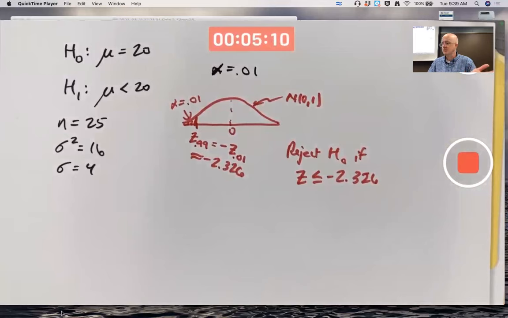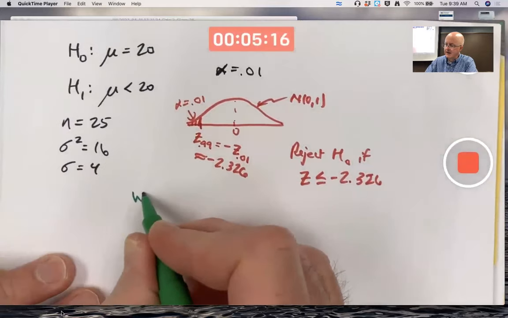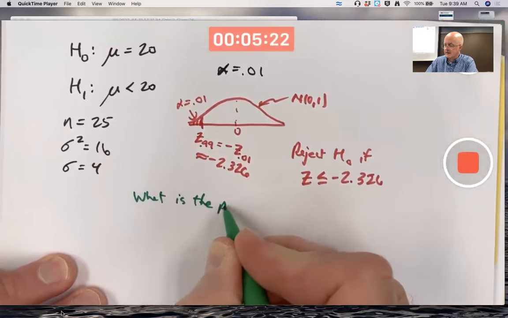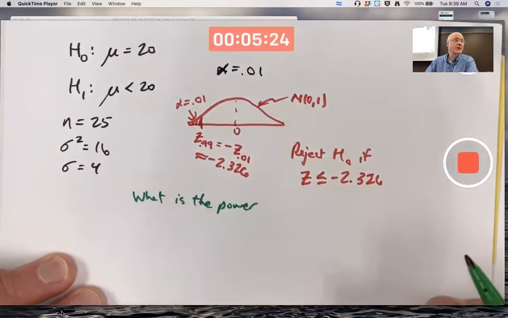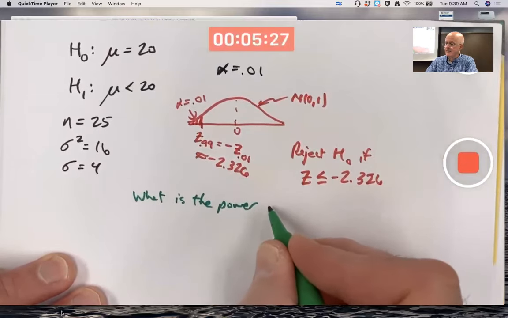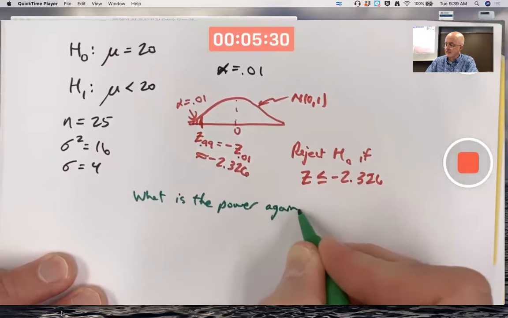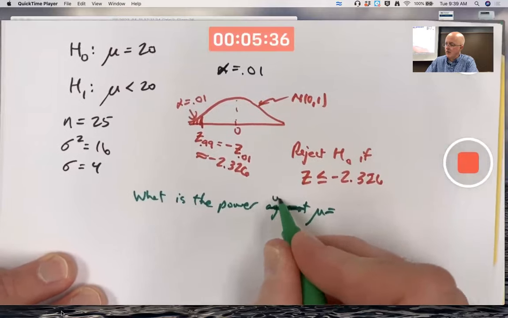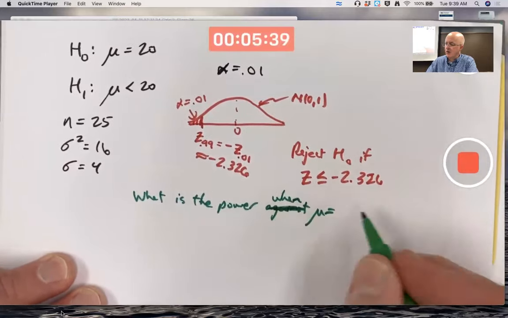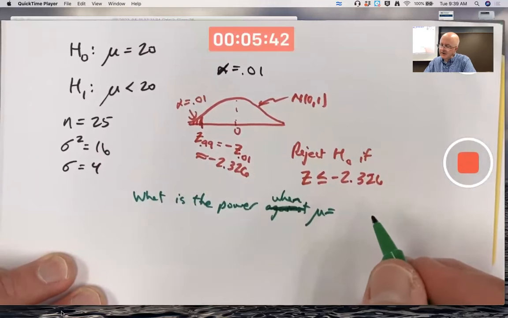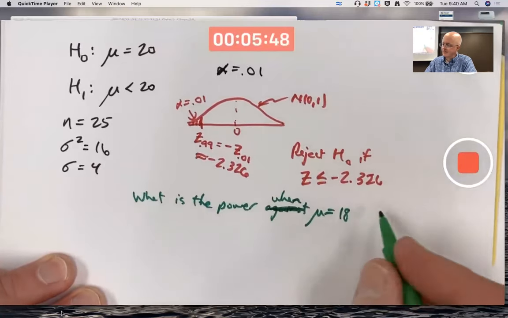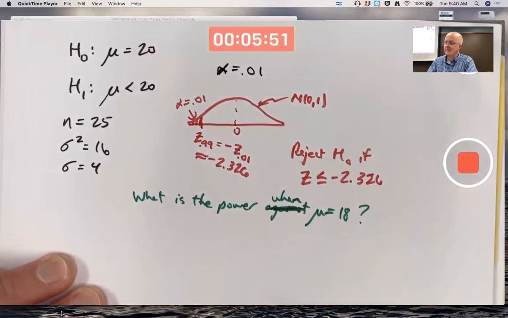Let's think about, for example, the power of the test. I could ask that kind of question. What is the power of the test and the probability of a type 2 error when mu takes on a certain alternative value? What should I pick? I'm trying to guess what might be a reasonable thing to pick here. 18. What is the power when mu equals 18?